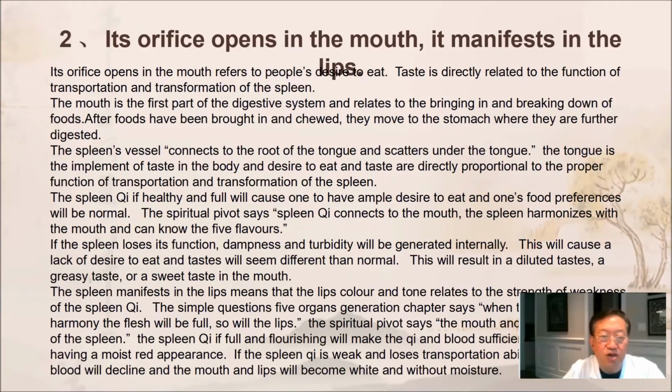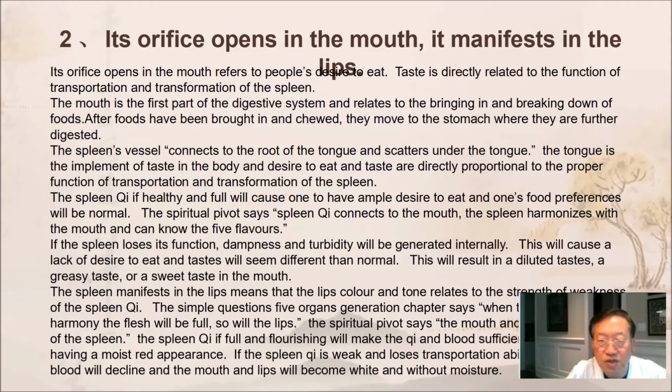Its orifice opens in the mouth and manifests in the lips. Its orifice opens in the mouth refers to people's desire to eat. Taste is directly related to the function of transportation and transformation of the spleen. The mouth is the first part of the digestive system, and it relates to the bringing in and breaking down of foods. After foods have been brought in and chewed, they move to the stomach where they are further digested.